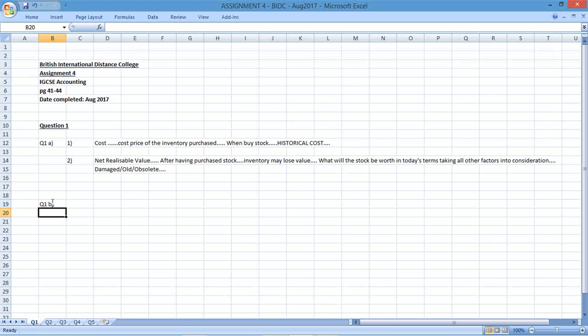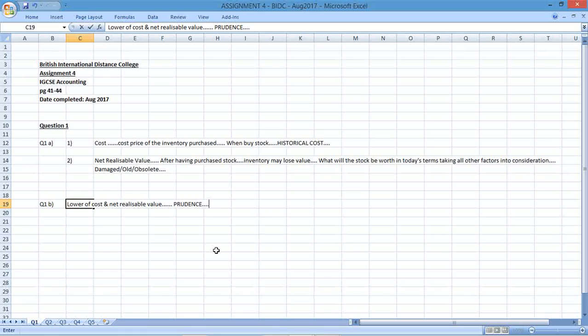Question 1B is also theory. They say, state which accounting concept is applied when inventory is valued. Well, if inventory is being valued at the lower of cost and net realizable value, we're looking at the concept of, we could say, prudence, because it would be prudent to record the stock at a, inverted commas, true value, what we actually think those items are going to be worth.